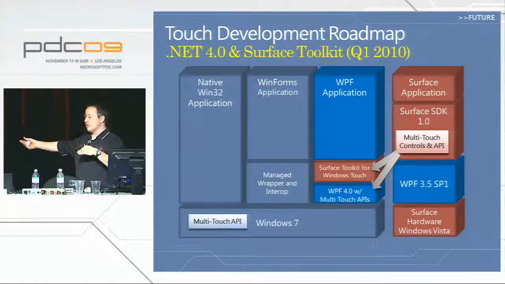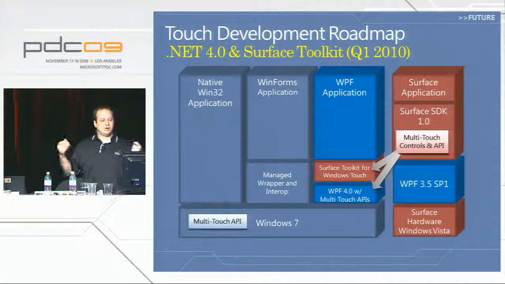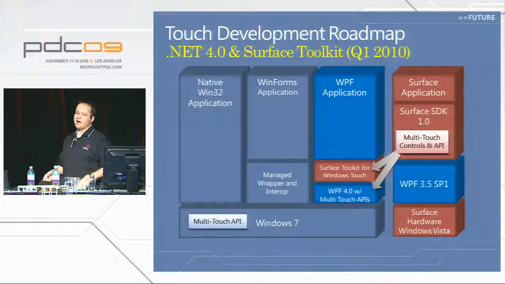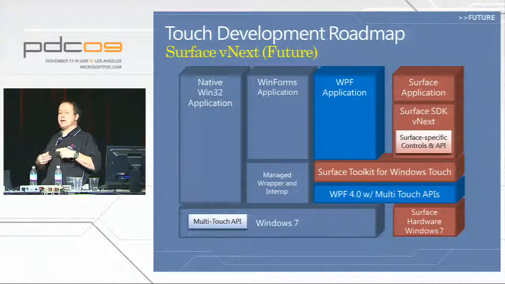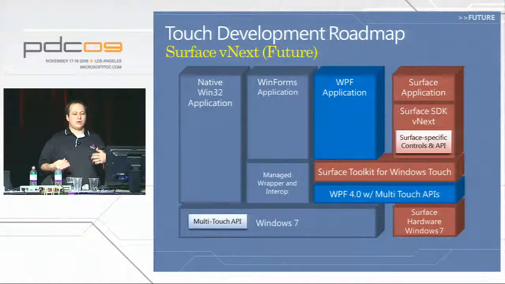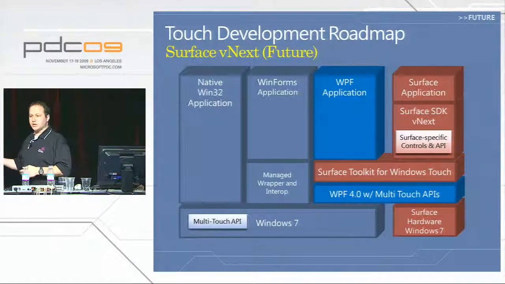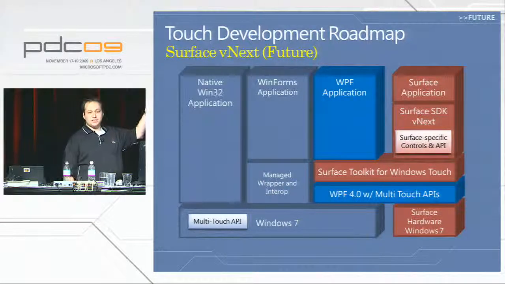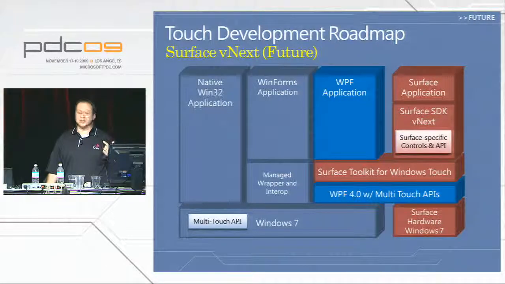Now, you see here, though, that we're still not super unified. You can't use the exact same code on both places, because Surface, we're still at V1, we're still using WPF 3.5, and that's where the next version of Surface is going to come in. We're going to have an awesome unified story, where regardless of whether you're targeting Windows 7 touch hardware or you're targeting Microsoft Surface hardware, you use the exact same touch APIs from WPF 4 and the exact same controls from the Surface Toolkit for Windows Touch.